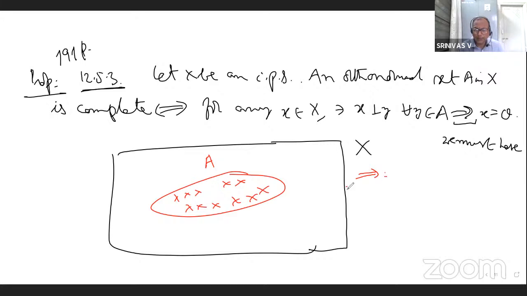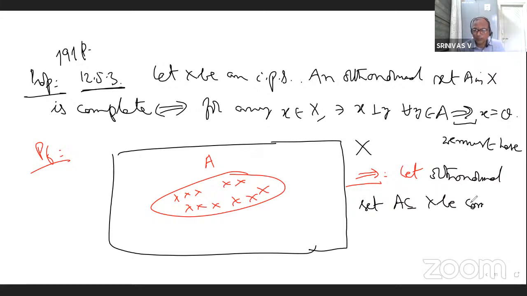This part. Okay. Proof. I just outline the proof. So let the orthonormal set A contained in X be complete. I mean, assume this one. I want to derive this.